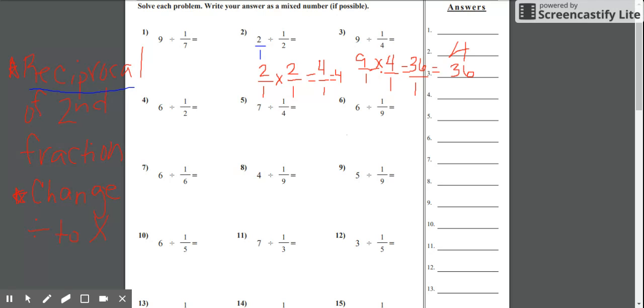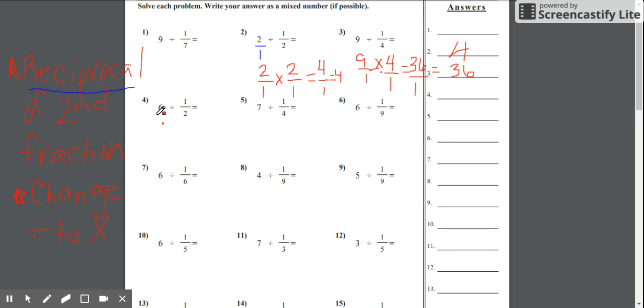So anytime you're going to divide fractions, these are the 2 main steps you must remember. Find the reciprocal of the second fraction, which means you're going to flip the second fraction, not the first one, the second one. You always flip the second one, and then you always change the division sign to a multiplication sign. So we'll go ahead and do number 4.